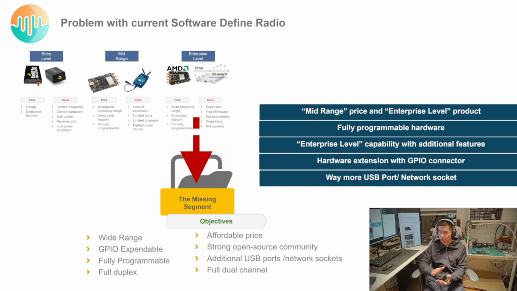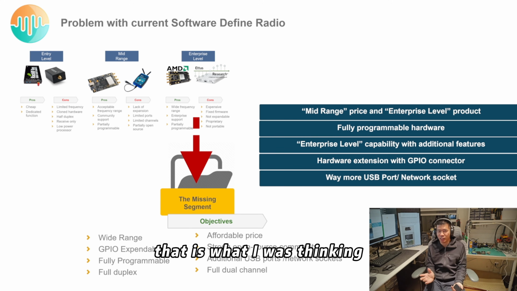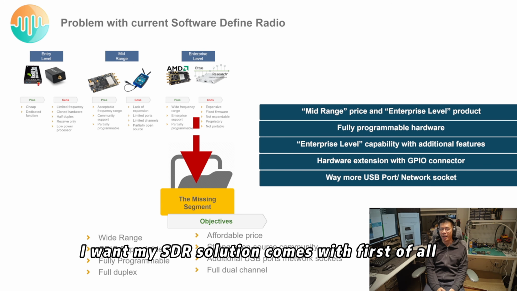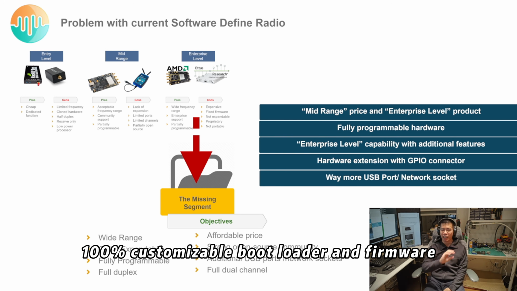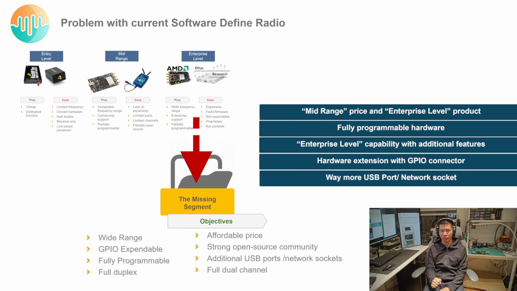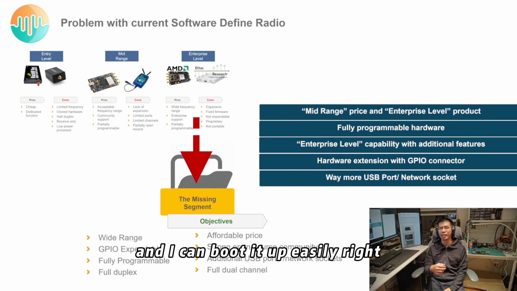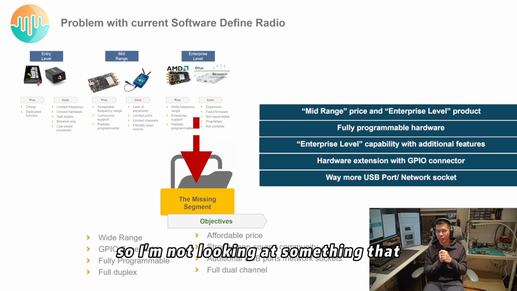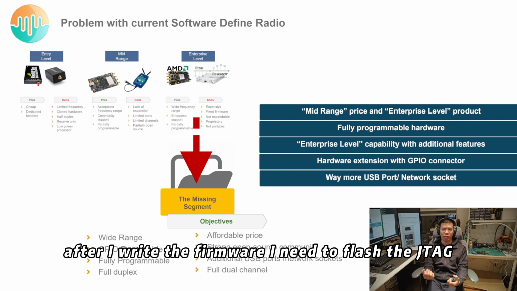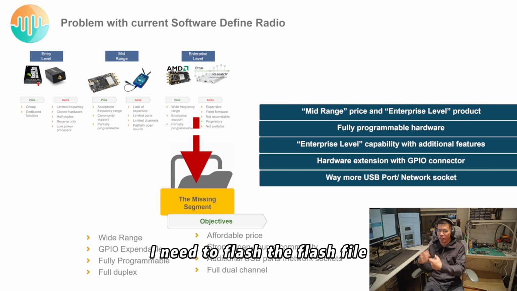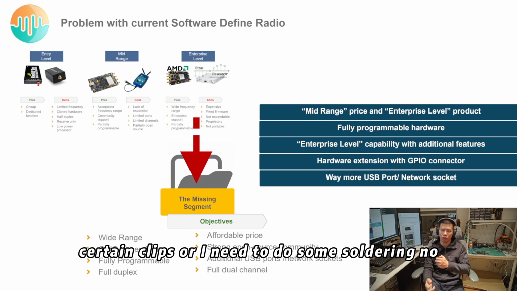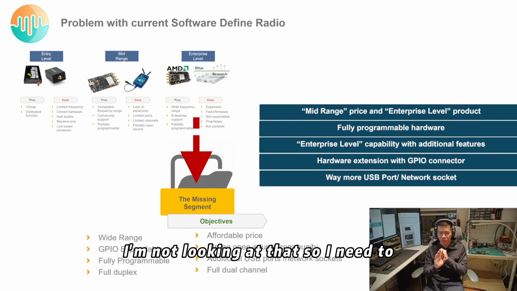So that is what I was thinking. I want my SDR solution to come with, first of all, a 100% customizable bootloader and firmware. Which means I can load whichever firmware I want and boot it up easily, right? So I'm not looking at something where after I write the firmware, I need to flash the JTAG, flash the flash file with certain clips, or do some soldering. No, I'm not looking at that.